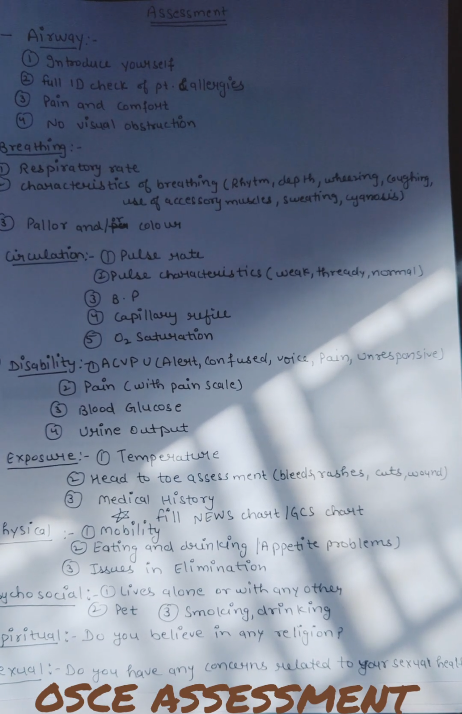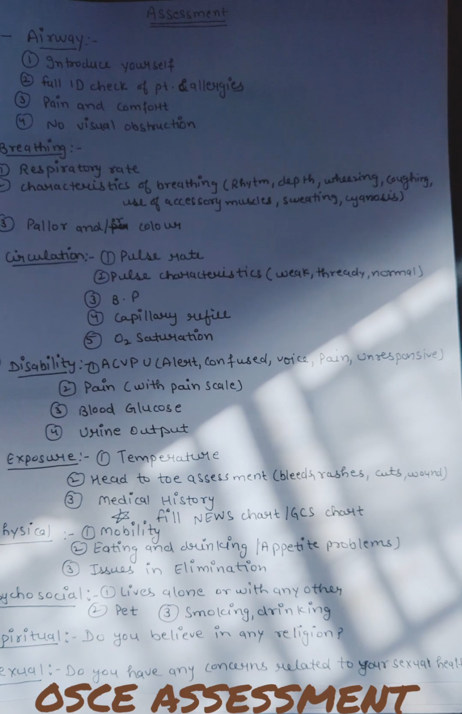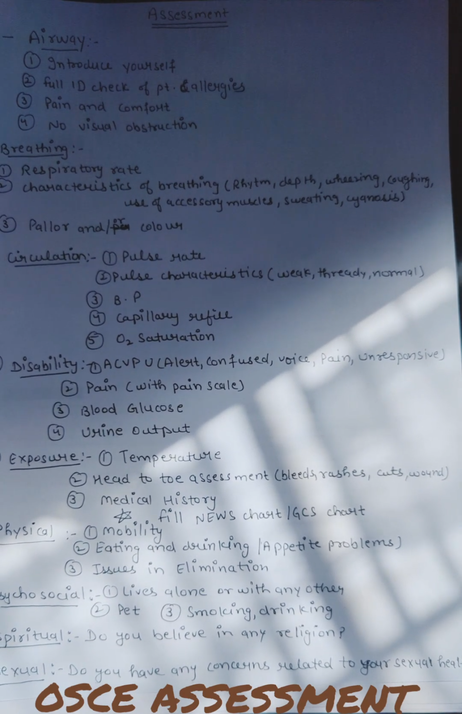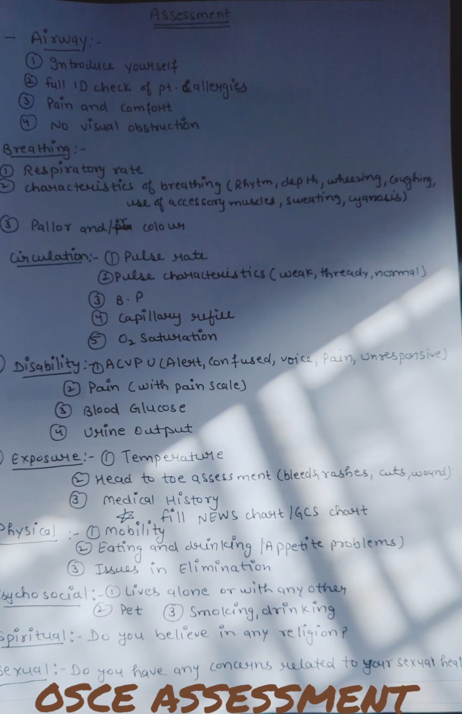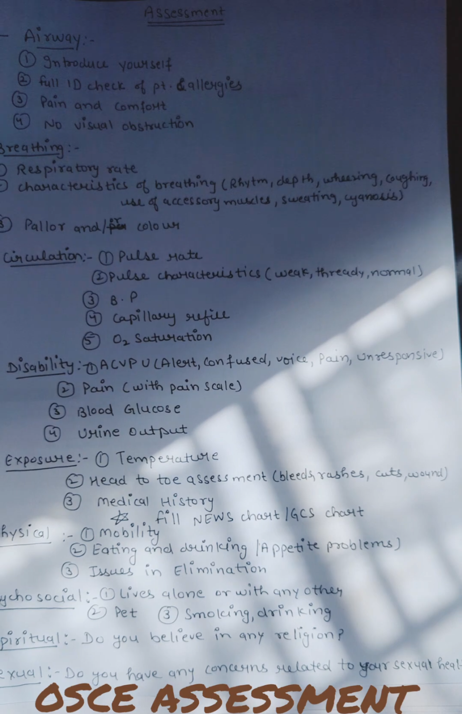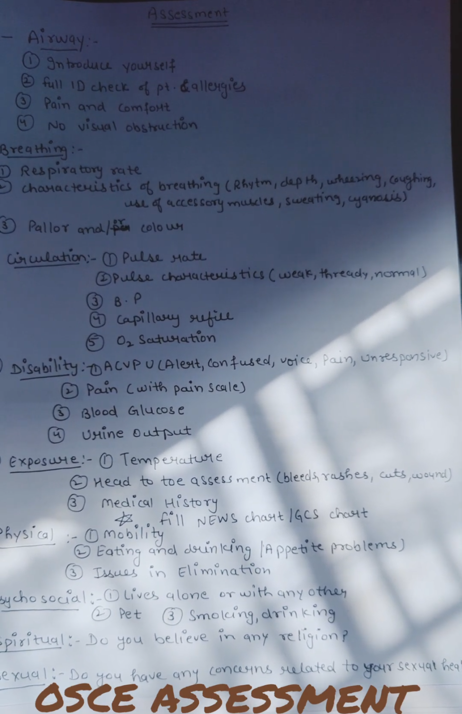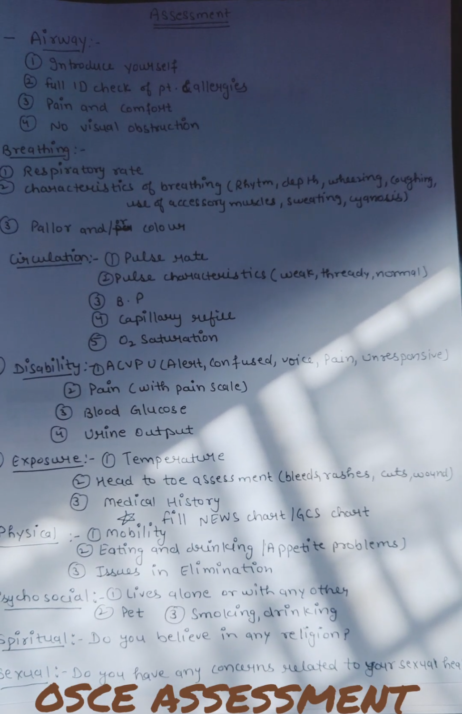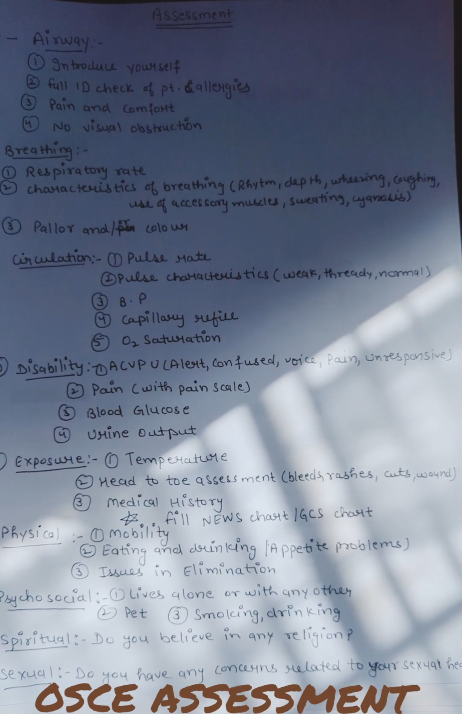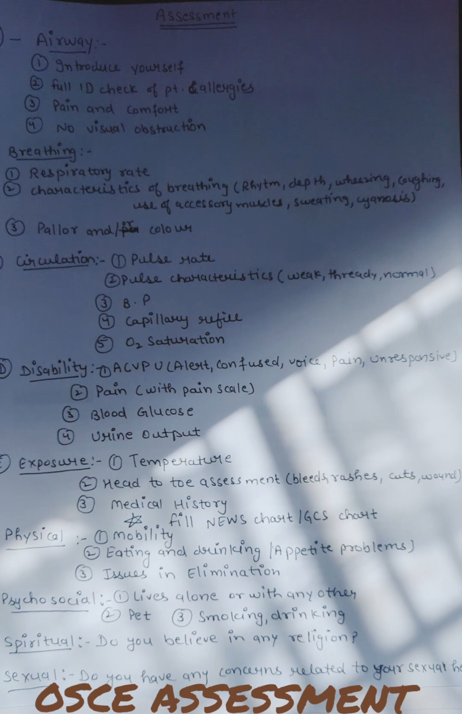For example, if you have a patient with a subdural hematoma, who is already confused, then you will say that the patient is confused, and ask two or three questions from the patient. If the patient has a head injury, then you will ask where he is and what the time is. Then you will ask about the pain with the pain scale, and you will check the blood glucose.